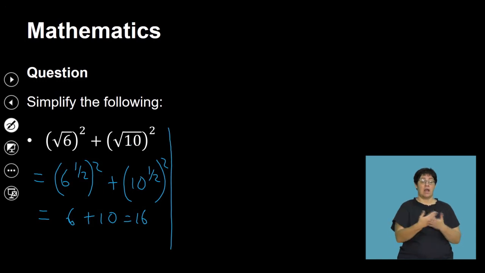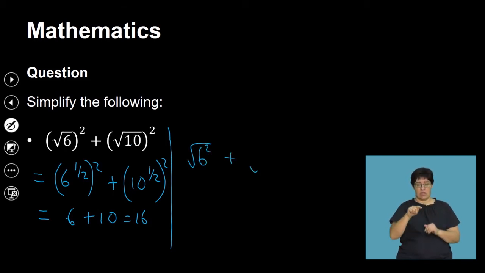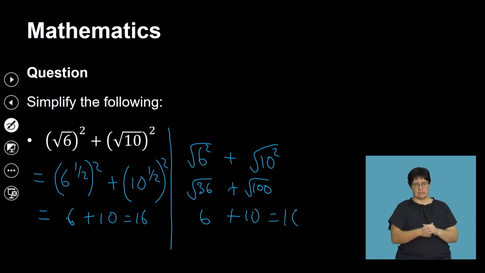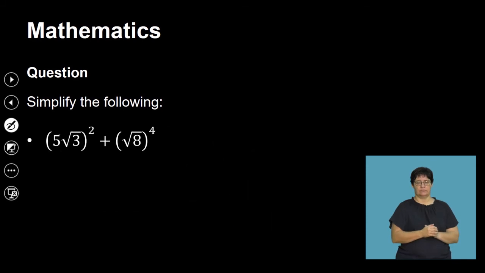Or, if you apply the laws, this will be the same as the square root of 6, squared, plus the square root of 10, squared. And then you know 6 squared will be the same as 36, plus 10 squared will be 100. I'm sure by now you know your square roots, guys, for the perfect squares. This will be 6 plus 10, which is definitely 16. And that's where your answer will then come from.